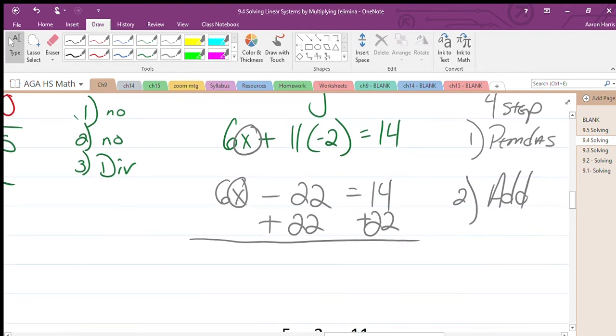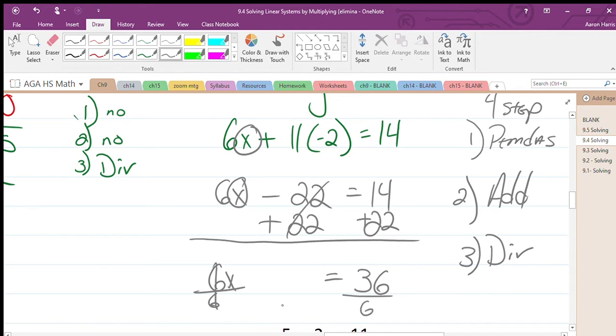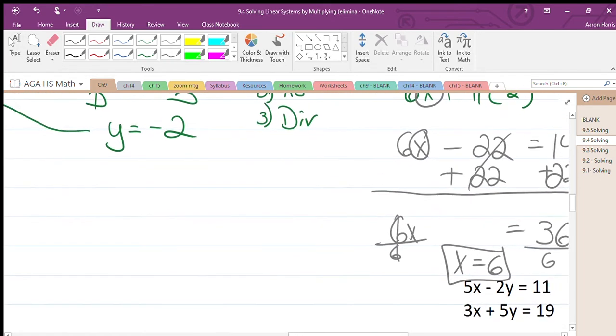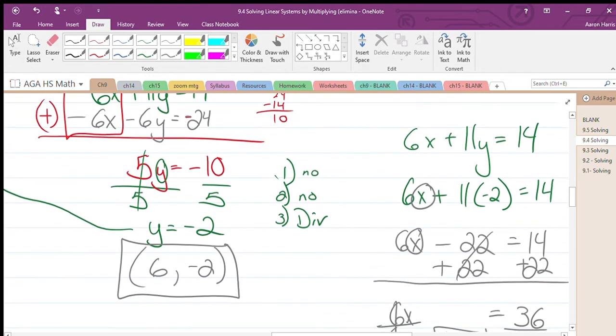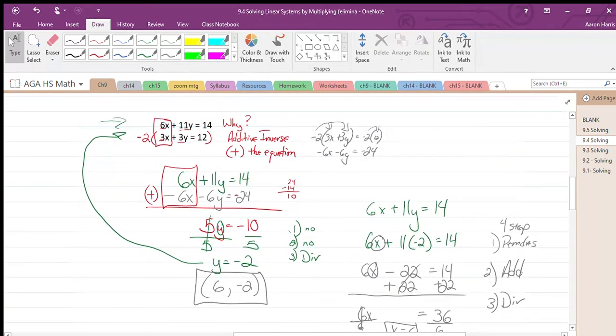So I get 6x, this cancels, equals 36. Third step says what? Remove multiplication and division. So I'm going to divide. Divide by what? 6. Divide by 6. This turns into x equals 6. Does that make sense? So I know that y is equal to negative 2. X is equal to 6. So my answer is 6, comma, negative 2. And this is where both of these equations, if I graph them, that's where they would intersect.